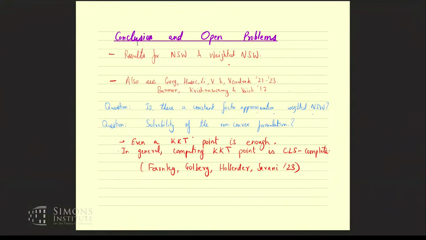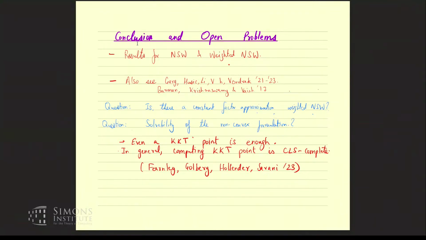The best approximation factor for Nash social welfare in the additive setting is actually due to Barman, Krishnamurthy, and Vaish. They give a combinatorial algorithm, but intuitively, I still want to say there are convex programs underlying them as well. But the main question, at least for weighted Nash social welfare, is whether there is a constant factor approximation. We still don't know.